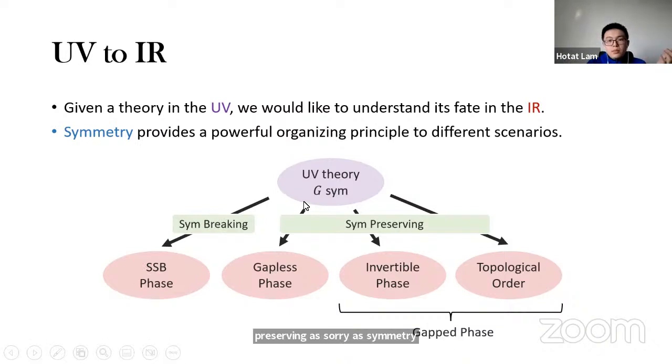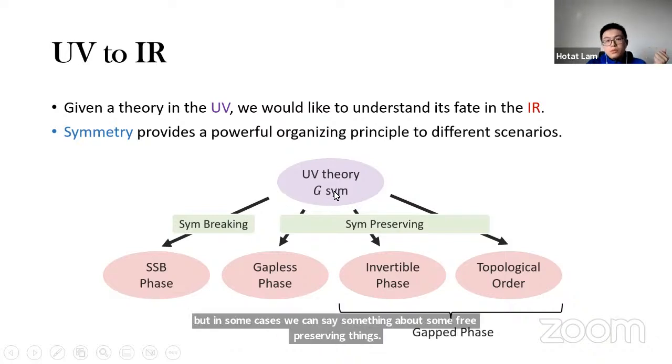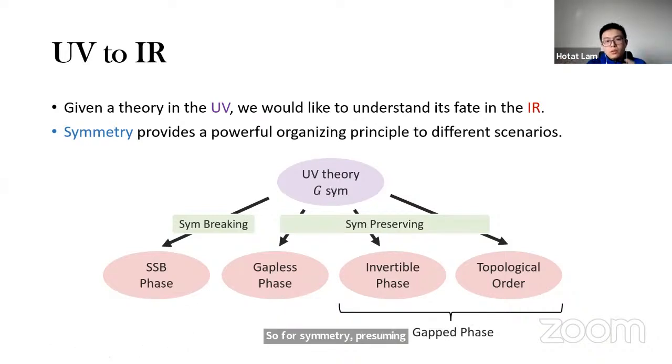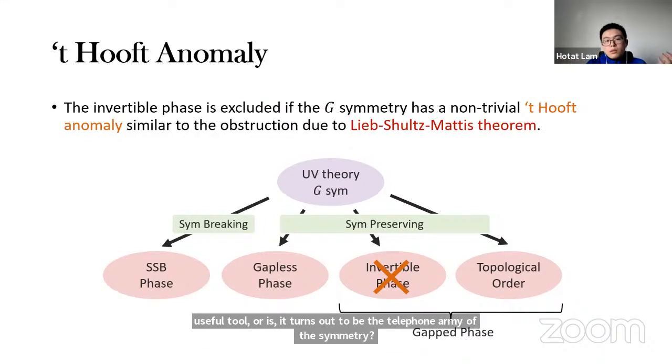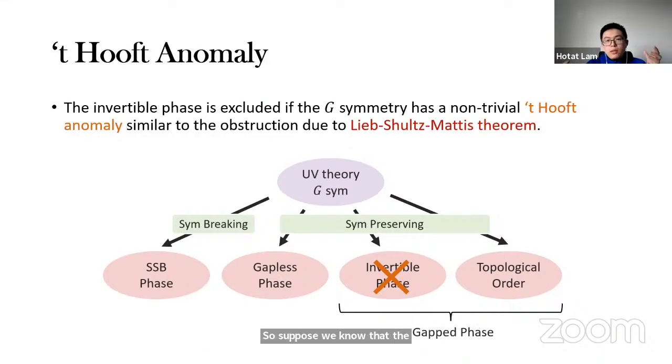But in some cases, we can say something about symmetry-preserving phases. For symmetry-preserving phases, a useful tool turns out to be the topology of the symmetry. Suppose we know that the UV theory's global symmetry G has a non-trivial topology. Then immediately we can say that the theory can never flow to a symmetry-preserving invertible phase.